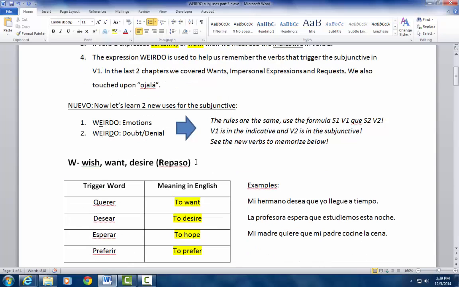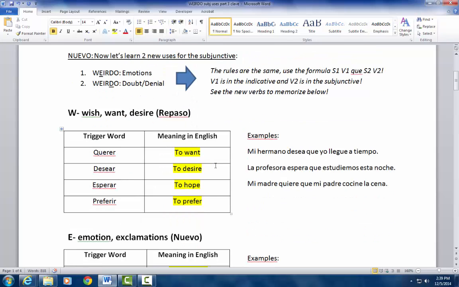I identified the ones that we've already covered with the word repaso. Wishes, wants, and desires, W. Querer, to want. Desear, to desire. Esperar, to hope. Preferir, to prefer. Let's look at some examples. Mi hermano desea que yo llegue a tiempo. La profesora espera que estudiemos esta noche. Mi madre quiere que mi padre cocine la cena.